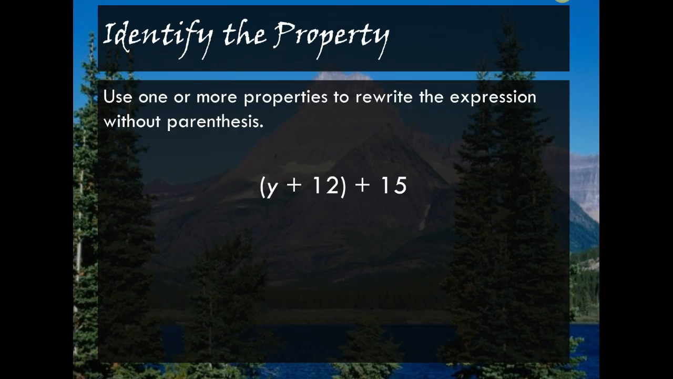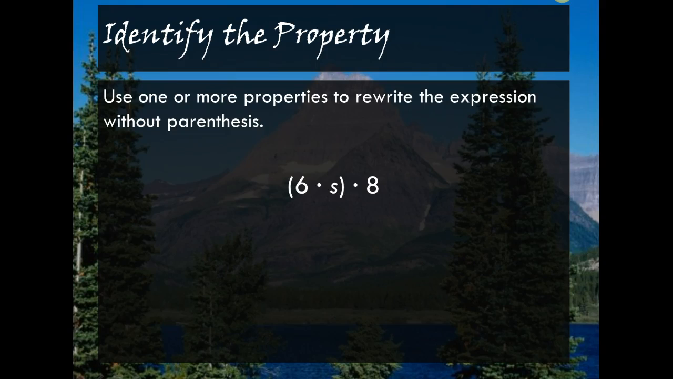In our next couple of problems, we're going to use one or more properties to rewrite the expression without parentheses. Since we don't know the value of y, we cannot evaluate the expression. However, we can rewrite the problem using the associative property and changing the grouping. If we do that, we would have y on the outside plus 12 plus 15 on the inside of the parentheses. Then we can solve this part of the expression, leaving us with y plus 27.